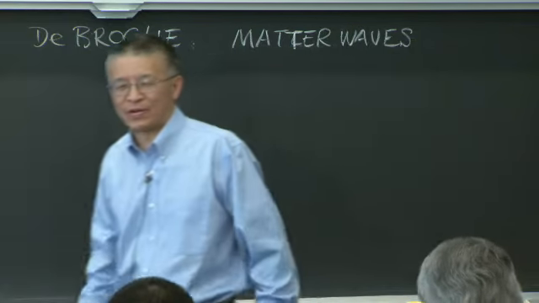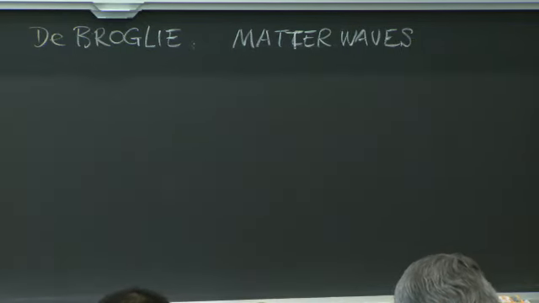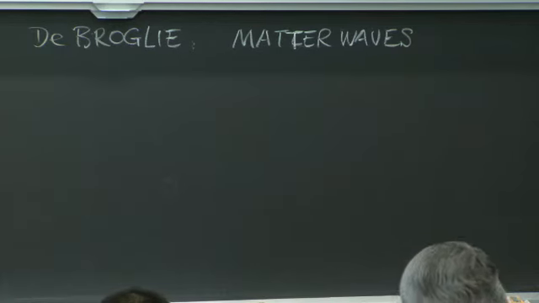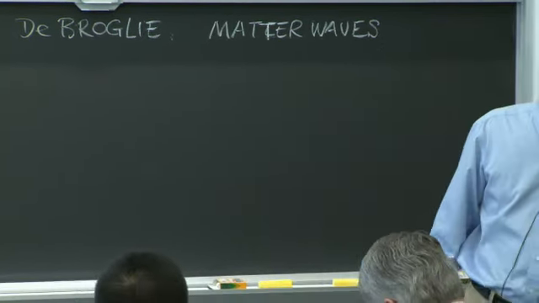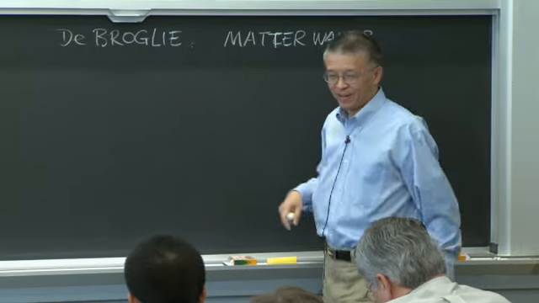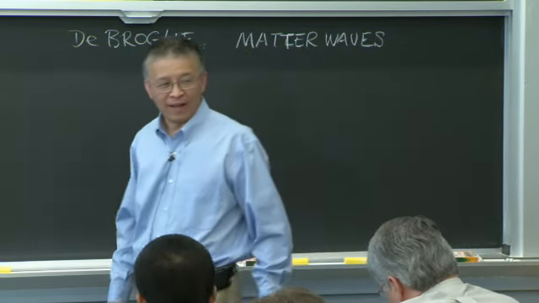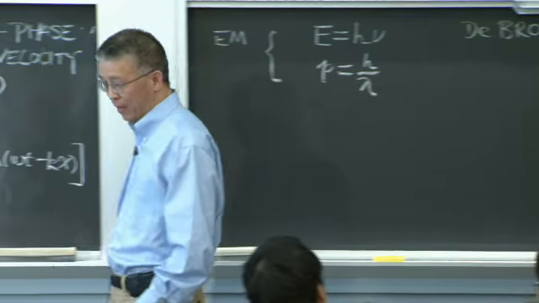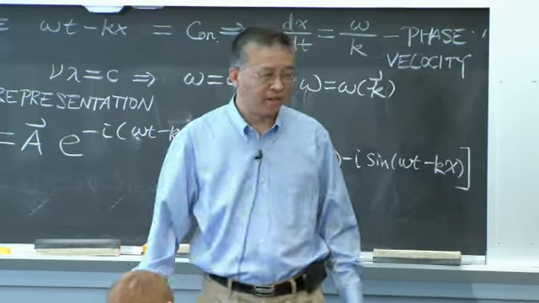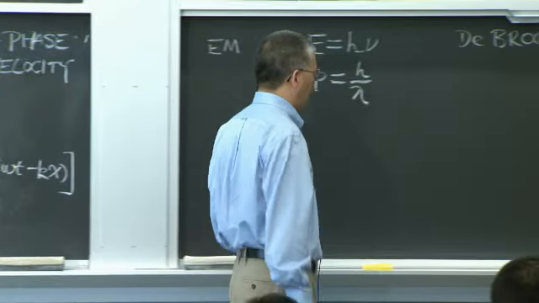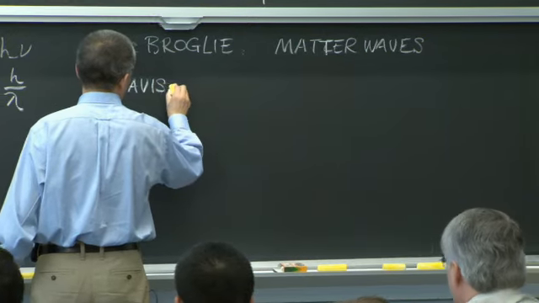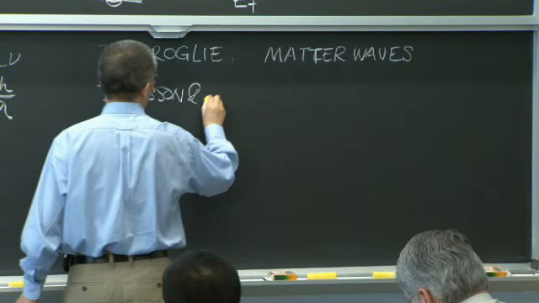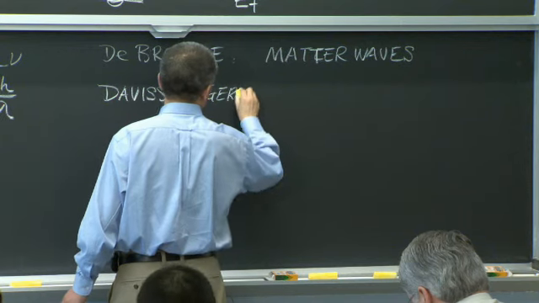He didn't have any equation. He couldn't write a wave equation. I have to admit I didn't go read his thesis, but I heard that the thesis was very short, and he just made an argument, and then people went to do the experiment. The experiment on that was by Davisson and Germer.